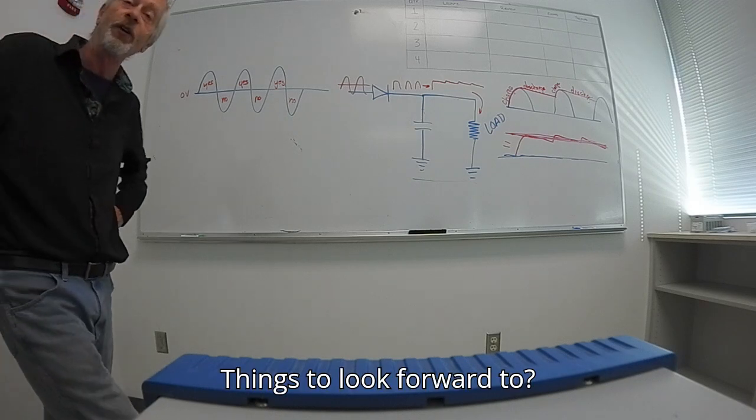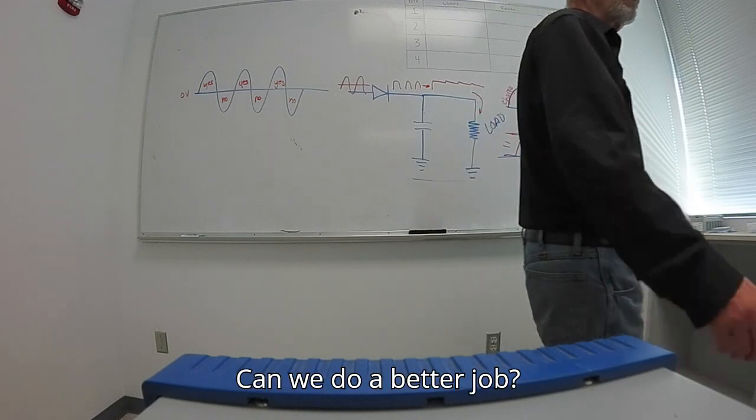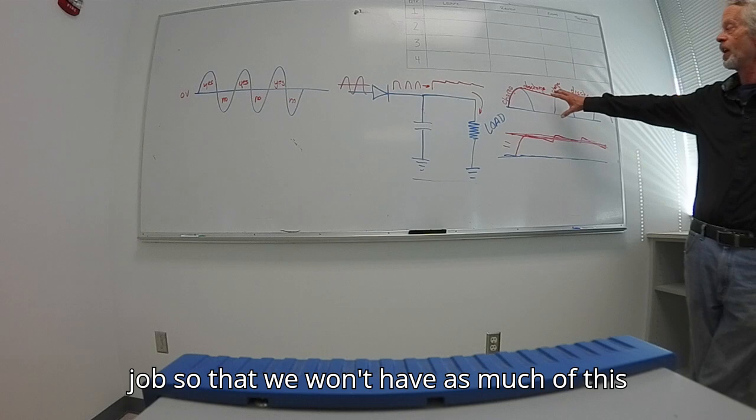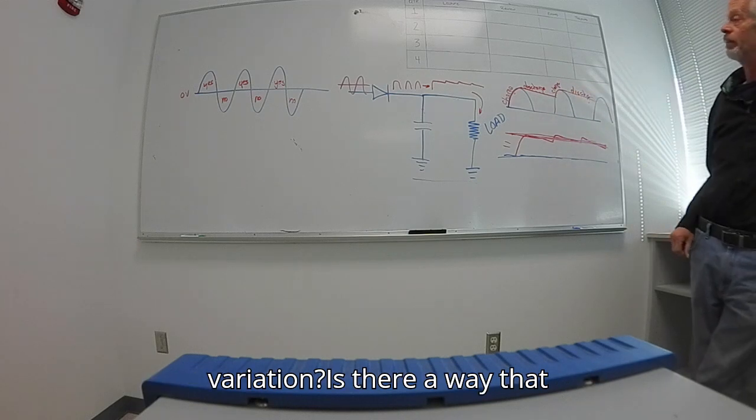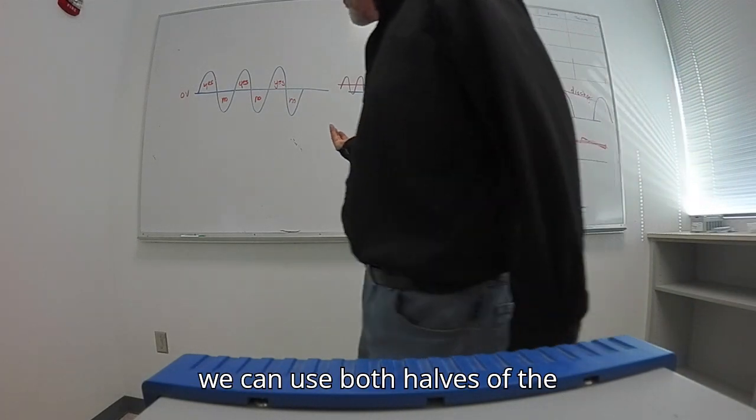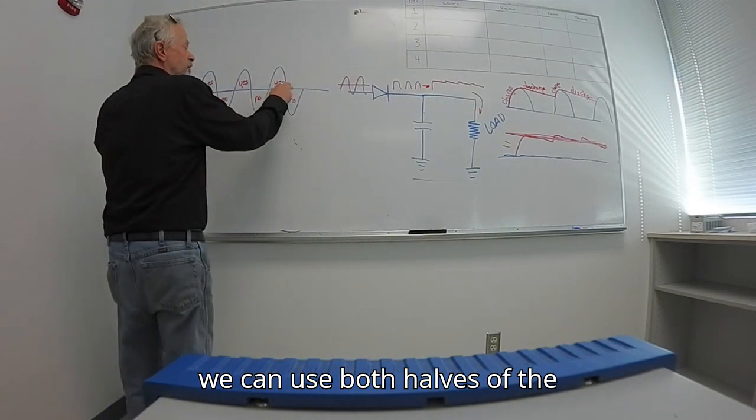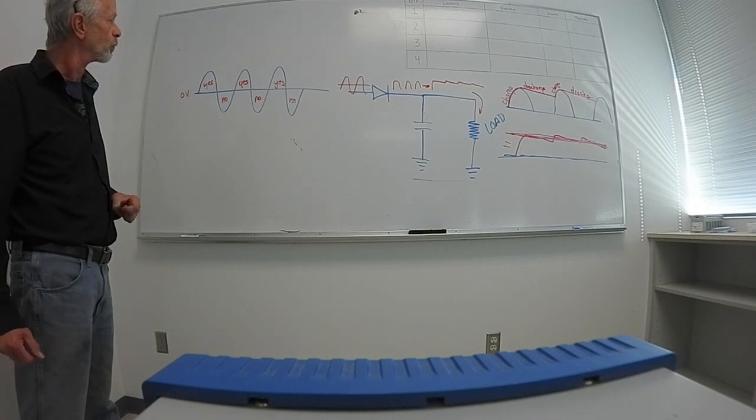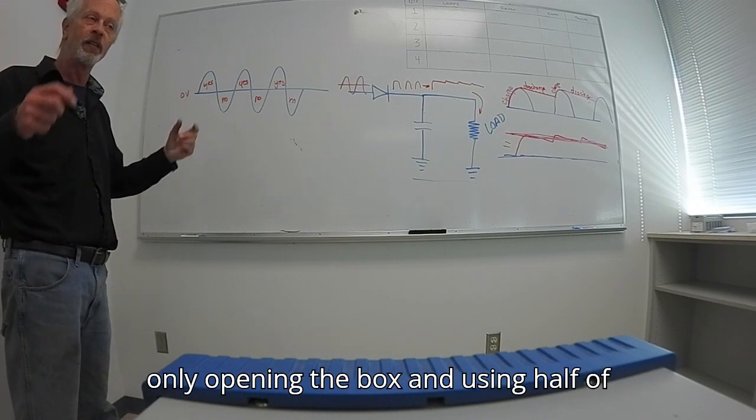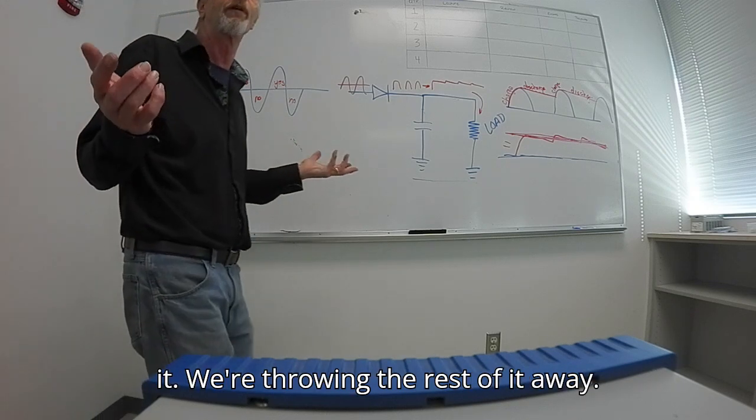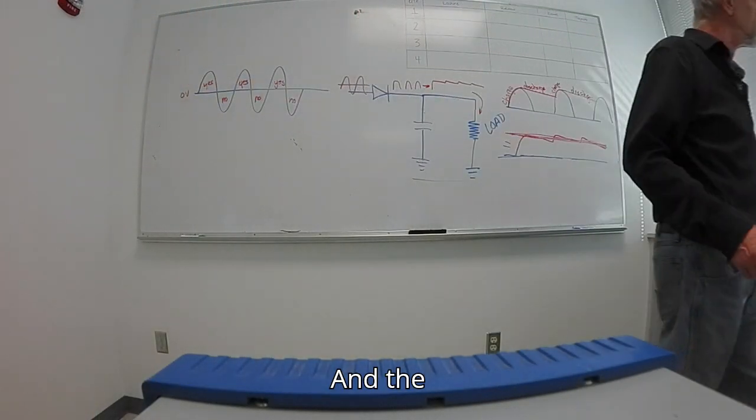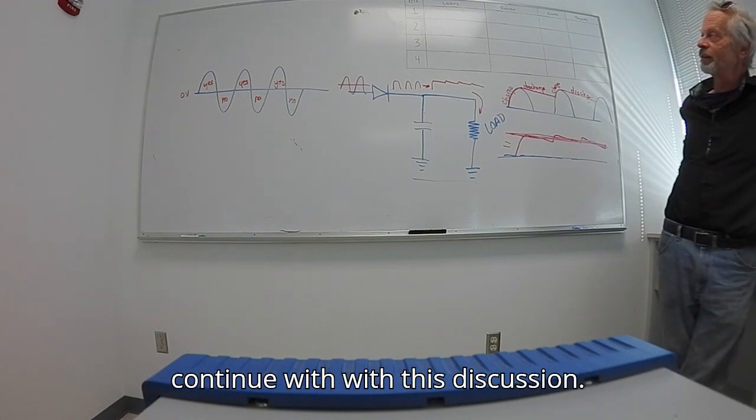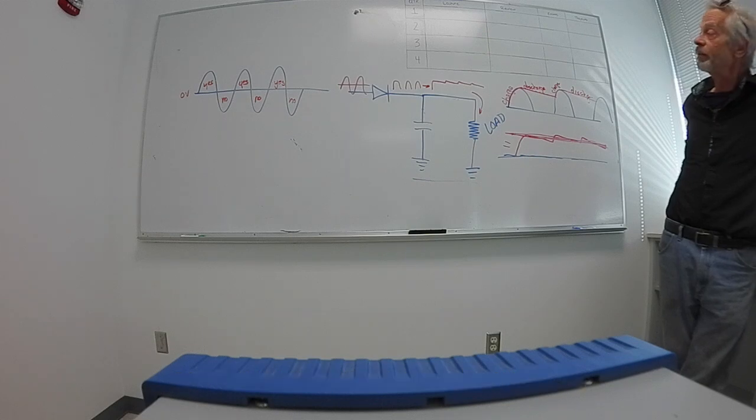Things to look forward to. Can we do a better job? Is there a way that we can do a better job so that we won't have as much of this variation? Is there a way that we can use both halves of the energy that's being delivered to us? We're getting a box of energy and we're only opening the box and using half of it. We're throwing the rest of it away. And the answer to those questions is, of course, yes, or there'd be no reason to continue with this discussion.